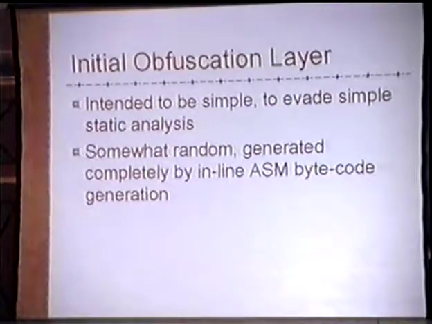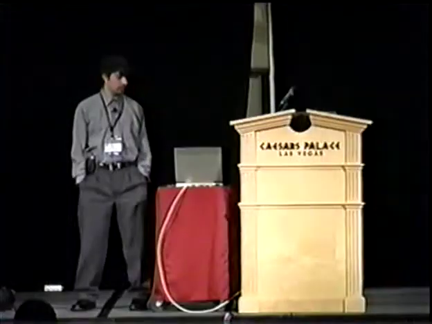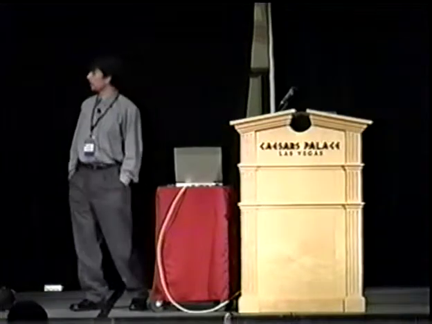It's intended to evade simple static analysis. And as I said, it's somewhat random, and it's generated by the inline ASM generation code. Beyond the obfuscation layer, there's a password layer. If you choose to use a password, you don't have to, the password layer is there, and everything other than the password layer and the obfuscation layer are encrypted with AES.